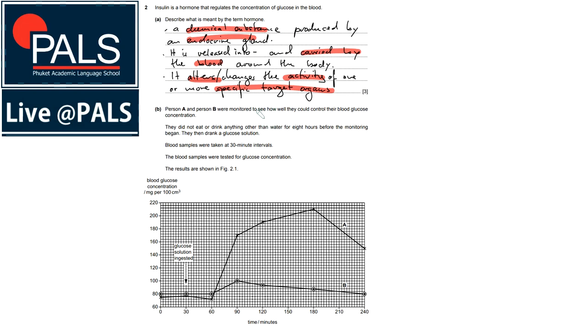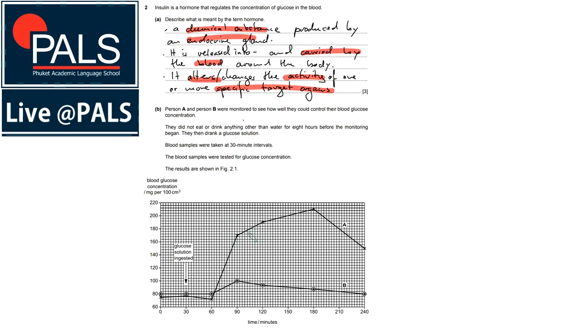Person A and person B were monitored to see how well they could control their blood glucose concentration. They did not eat or drink anything other than water for 8 hours before the monitoring began. They then drank a glucose solution. Blood samples were taken at 30-minute intervals. The blood samples were tested for glucose concentration. The results are shown. So we have a graph here.